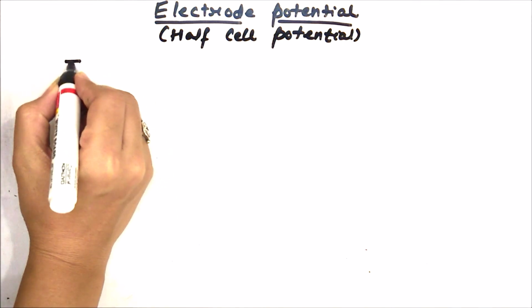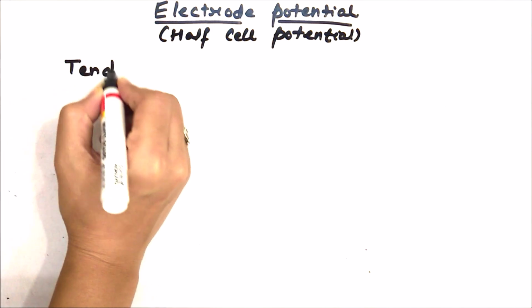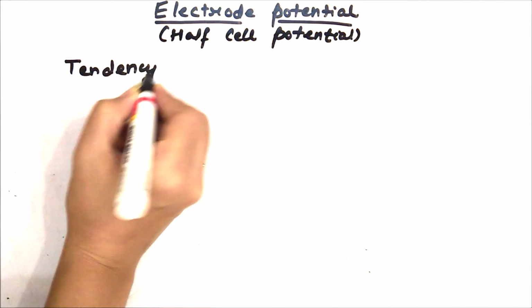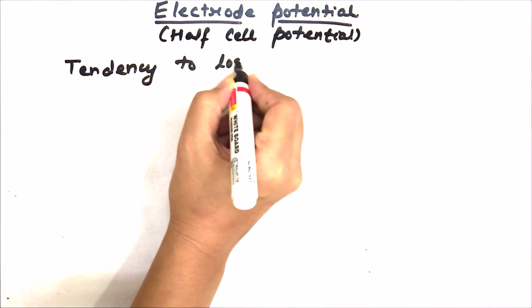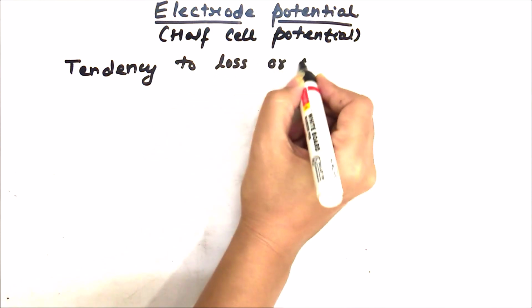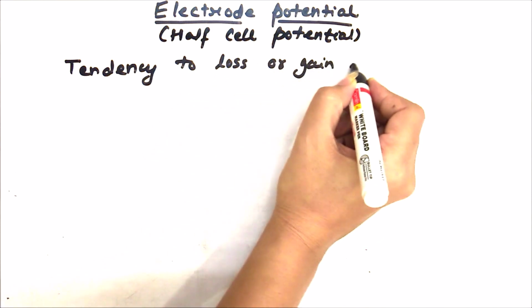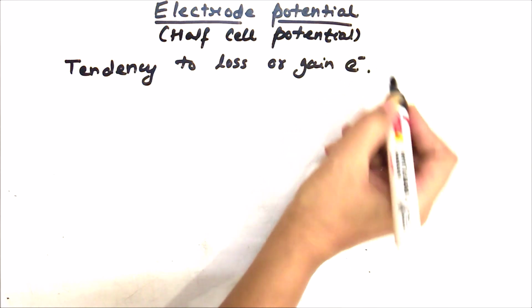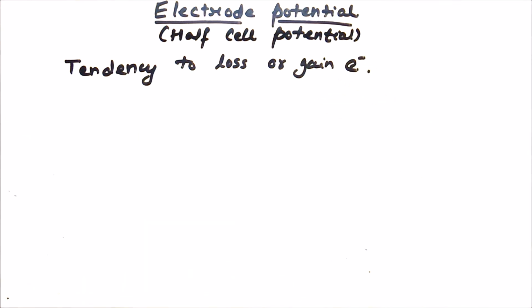So what is electrode potential? It is a tendency of an electrode to lose or gain electrons, right? So electrode potential is a tendency to lose or gain electrons. Okay, students, this is one term. Now you can also explain electrode potential in another way.